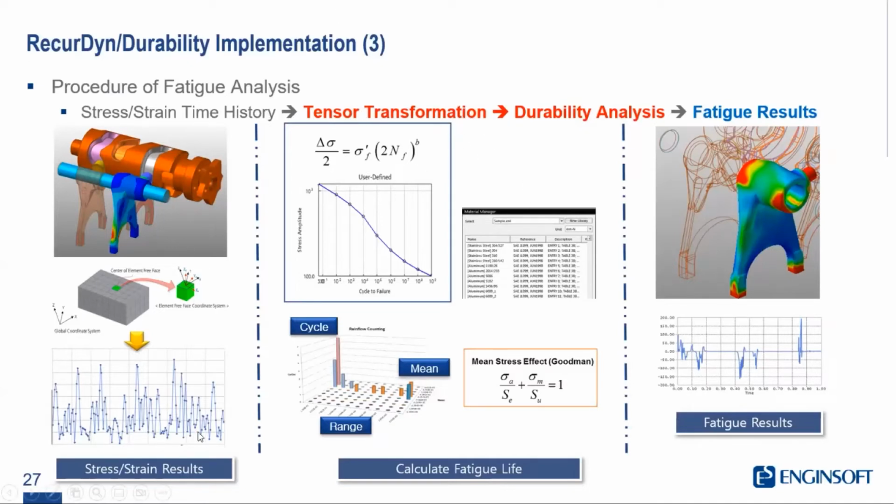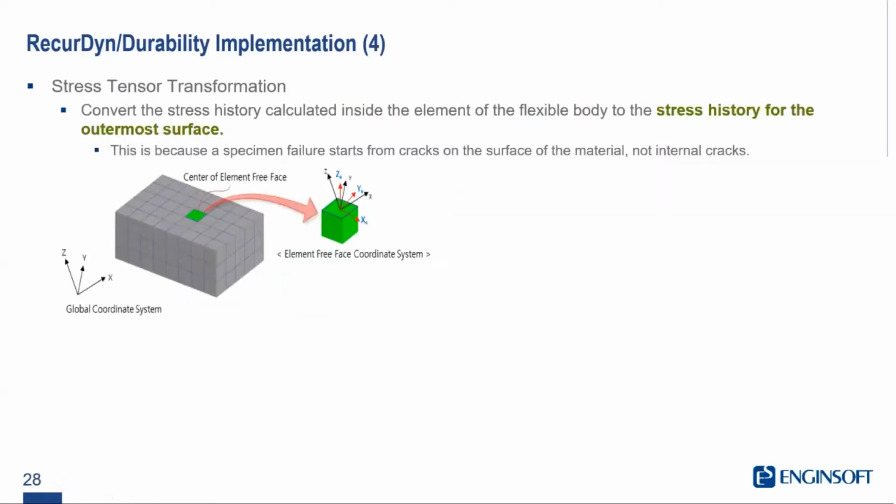When you have this time history, what has to be done is what's called a tensor transformation. To explain on the next slide, when we do this tensor transformation, we're interested in the stresses on the surface of the part, because in reality, cracks are always going to form on the surface, not internally. So we have to convert our FE results from per element stress strain to a surface stress strain.